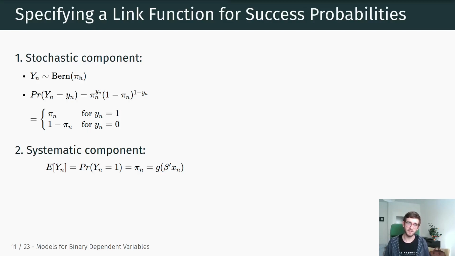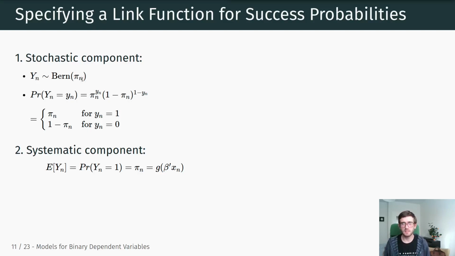Ultimately, we want to find predictors that help us determine whether some probability is higher and some probability is lower, right? So this underlying success probability pi has a subscript n because they're different probabilities for each observation, okay?